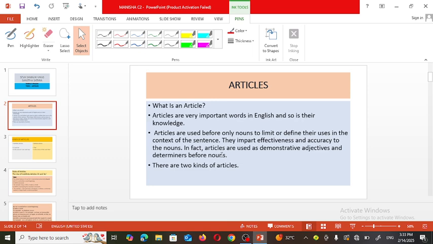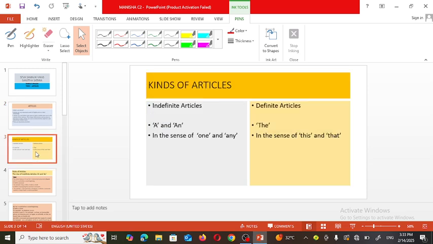Now, the articles are of two kinds that you have already learned in your school days. Which are they? Definite article and indefinite article. Indefinite articles means a and an. These two articles are called indefinite articles in the sense of one or any.